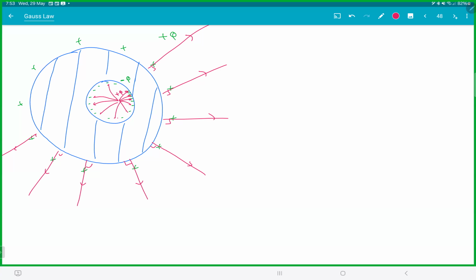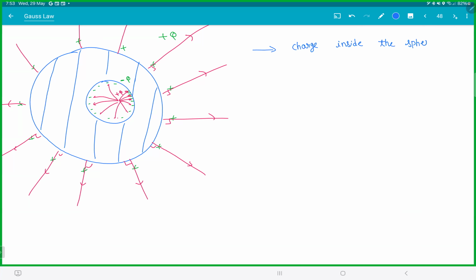They will leave the surface perpendicularly. So if you see in this example, the charge inside the cavity is not exactly in the center. So it will distribute non-uniform distribution.